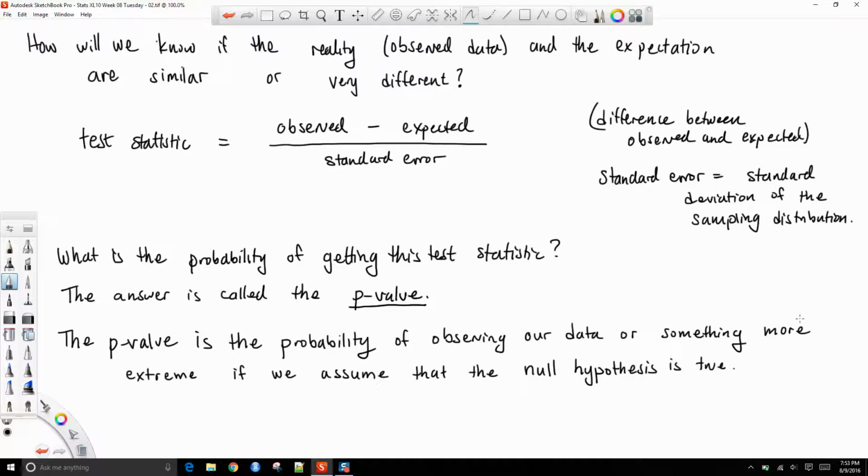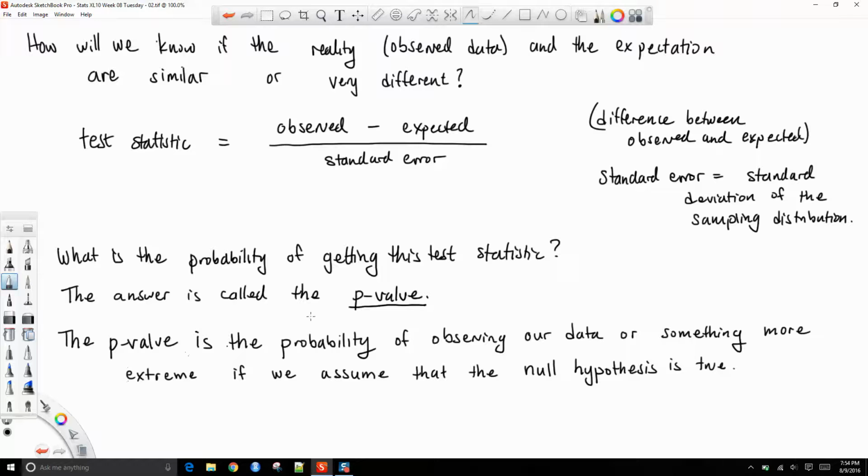And so the key thing here is that the p-value is the probability of seeing our data. It's the probability of observing our data. That's the key part. And it's if we assume that the null hypothesis is true. All right. And it's the same thing as asking, what's the probability of getting this test statistic? The p-value is the probability of observing our data or something more extreme if we assume that the null hypothesis is true. This is what we're talking about here.